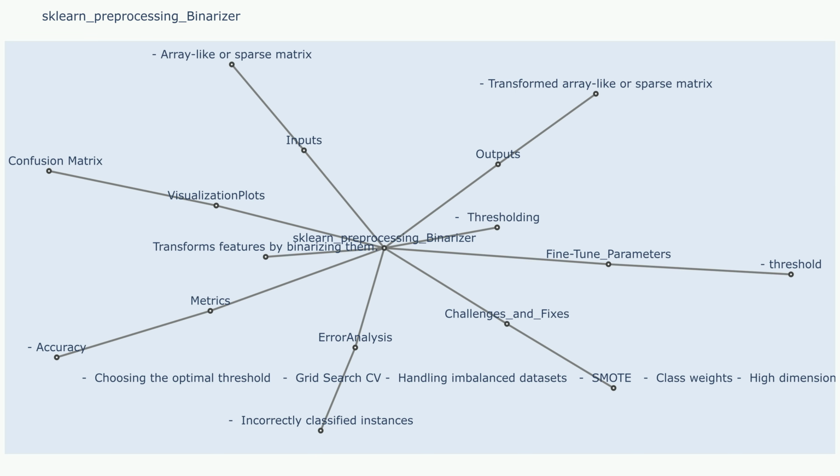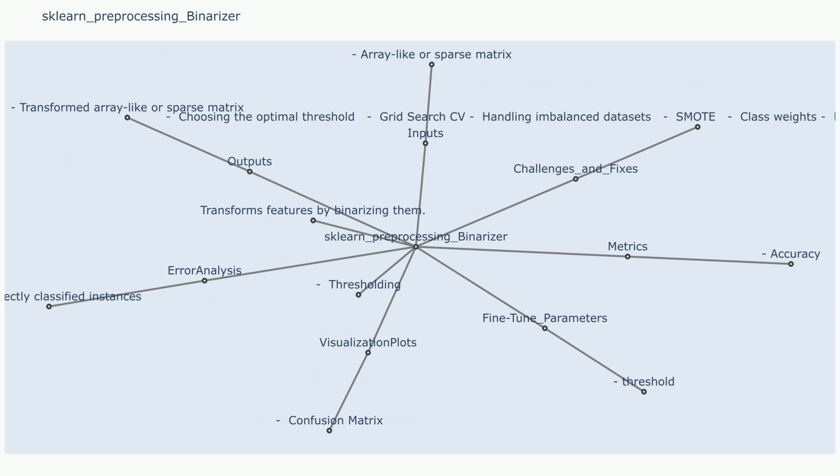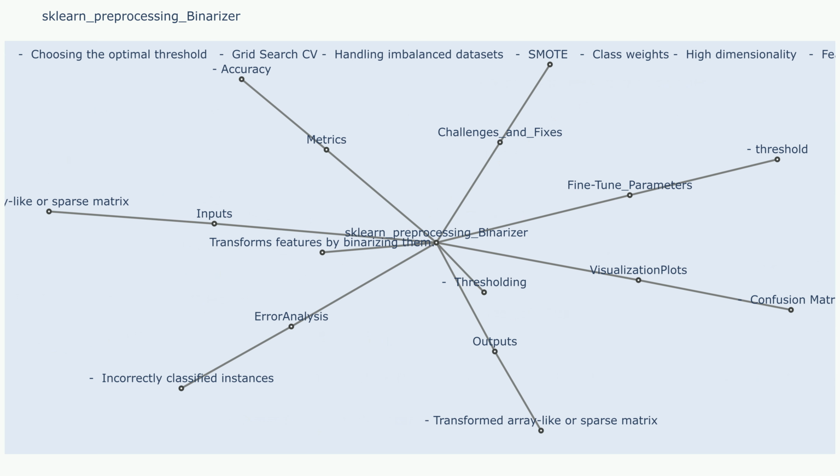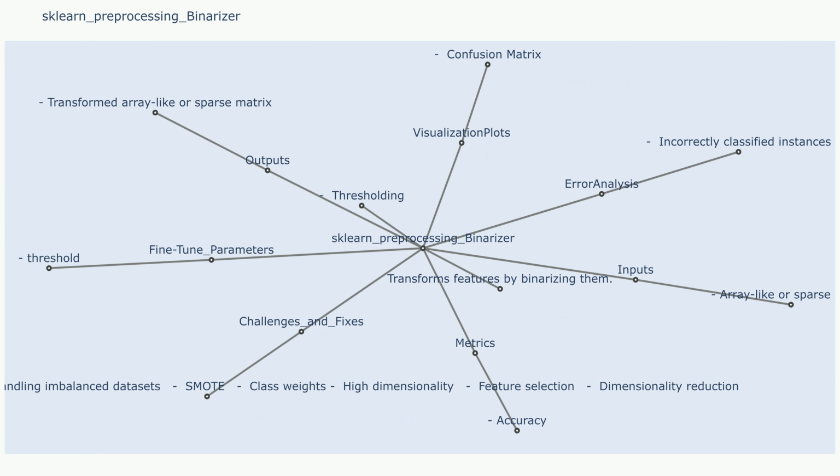sklearn preprocessing Binarizer. Description. The Binarizer class in scikit-learn is a data preprocessing technique used to transform numerical features into binary values 0 or 1 based on a user-defined threshold. This is particularly useful for binary classification problems where a feature is considered present or absent based on its value relative to the threshold. Inputs: X, a NumPy array or pandas data frame containing the numerical features that need to be binarized. Threshold, a float value defining the threshold for binarization.